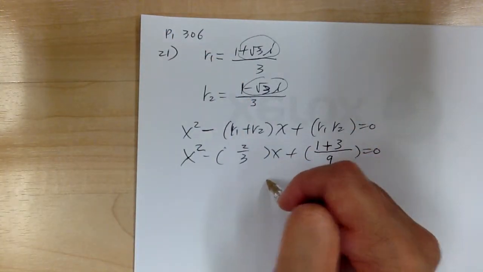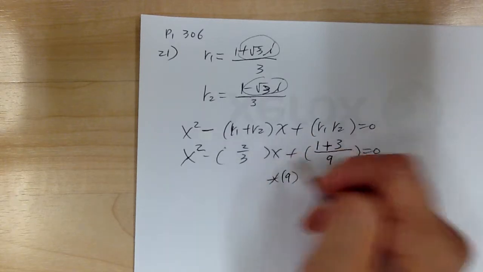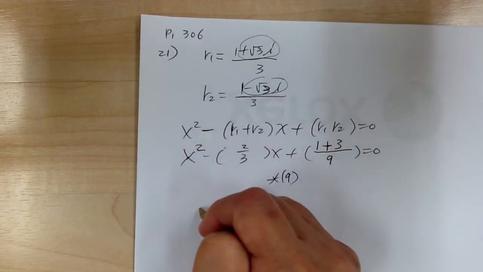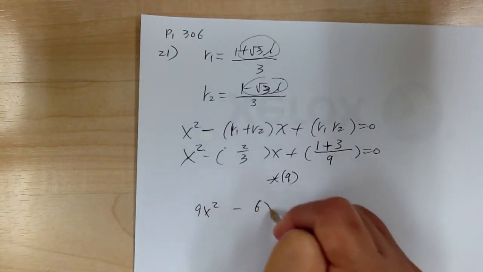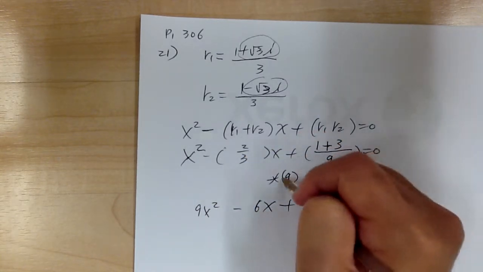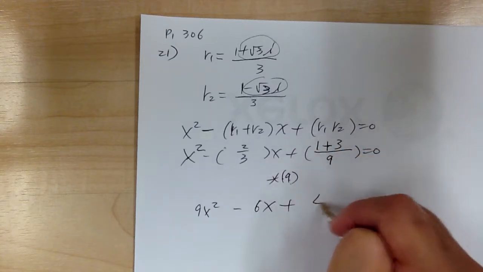And over here, I'm going to multiply by 9 to get rid of my fraction. So this times 9 will give me 9x squared. This times 9 will give me minus 6x. So this will cancel out, and 1 plus 3 will give me 4.